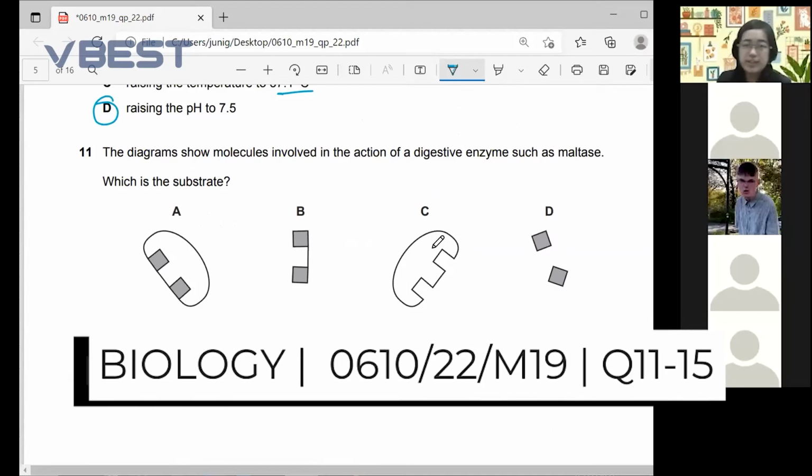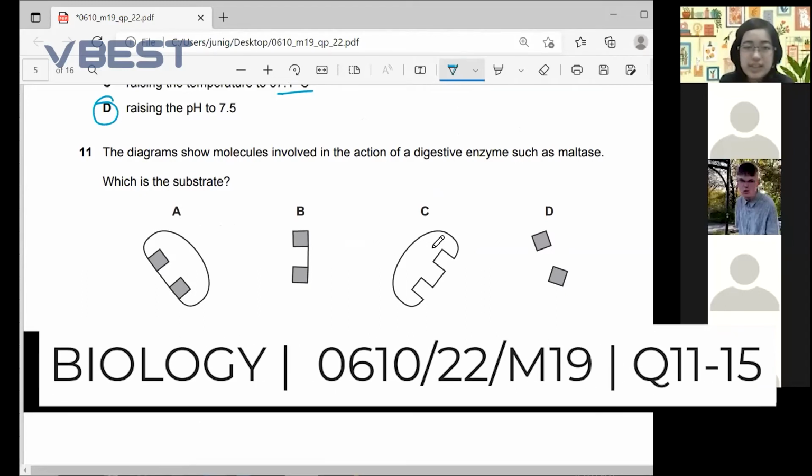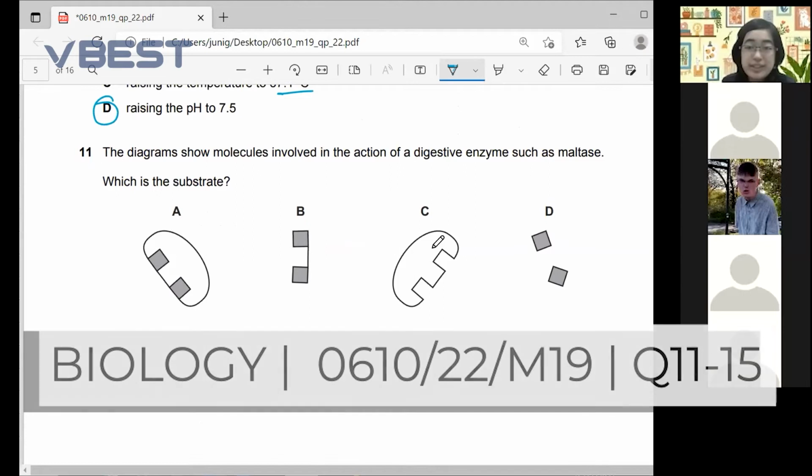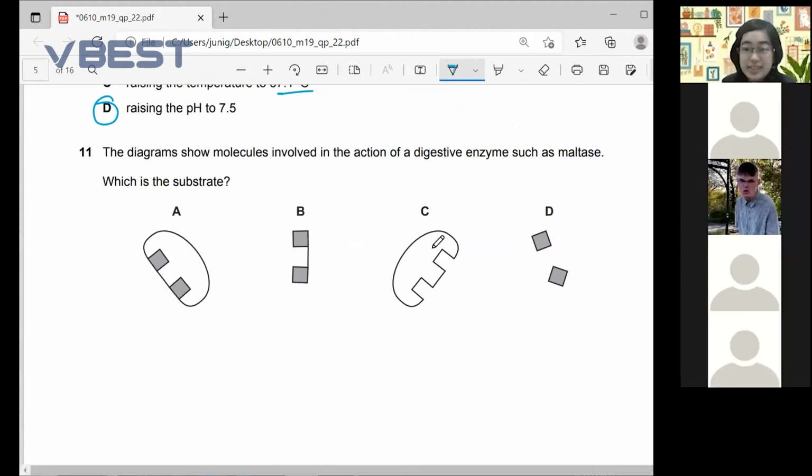Number 11. The diagram shows molecules involved in the action of digestive enzymes such as maltase. Which one is a substrate? The answer here is B. B is the substrate. How about the rest? We have C, which is the enzyme.